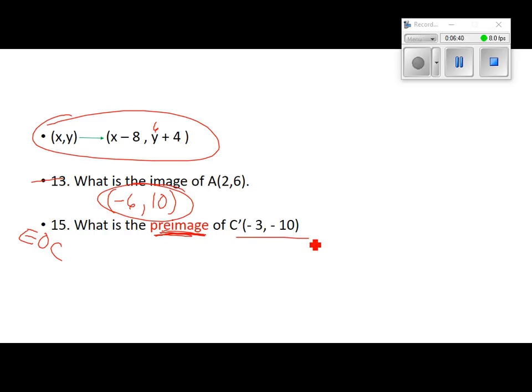So what are we going to have to do here? Do the opposite. You do the inverse. Just like when you're doing algebra and you're trying to get x by itself, you do the inverse. If you're subtracting 8, you add 8. If you're adding 8, then you subtract 8. So instead of -3 minus 8, it's going to be -3 plus 8. What's that give you?